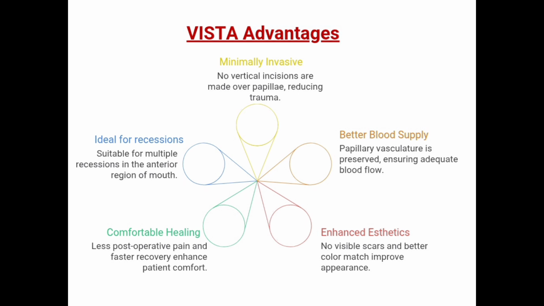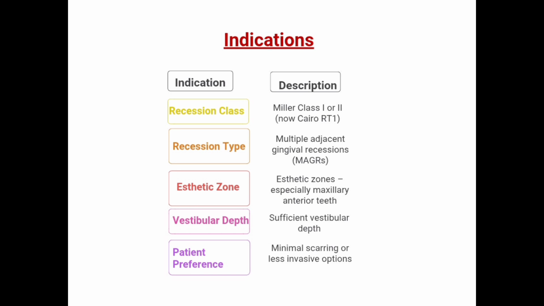The indications for both intrasulcular tunneling as well as VISTA are almost similar, which are recession cases of Miller's class 1 or 2, then recession types, that is multiple adjacent gingival recessions, preferably in the aesthetic zone, but both can be done in posterior areas as well, and especially for VISTA when there is sufficient vestibular depth.